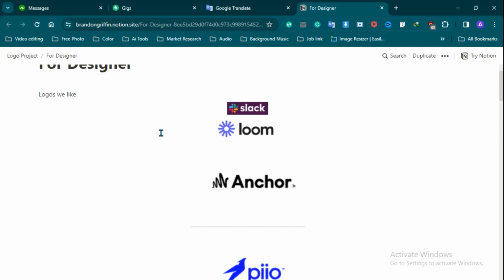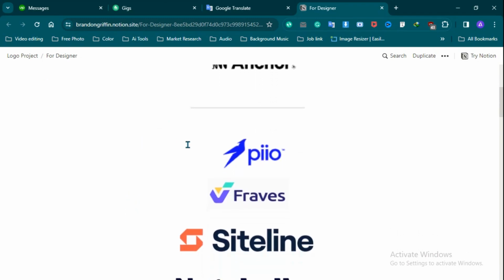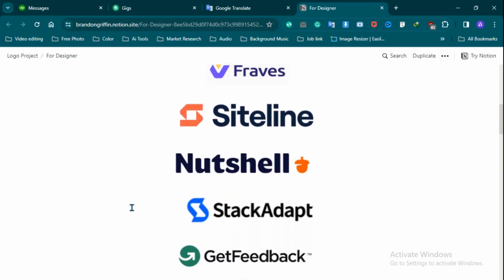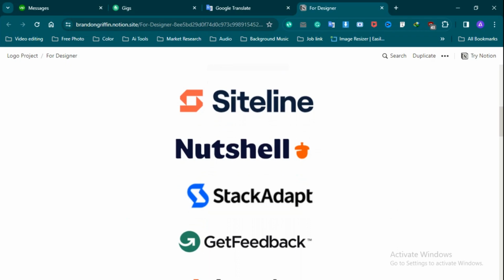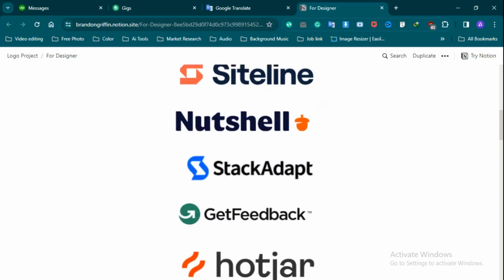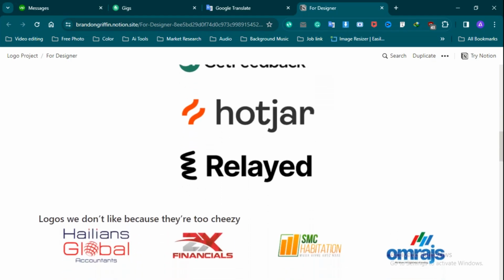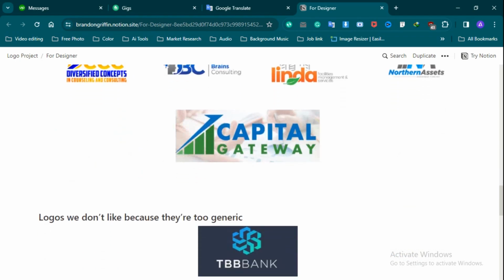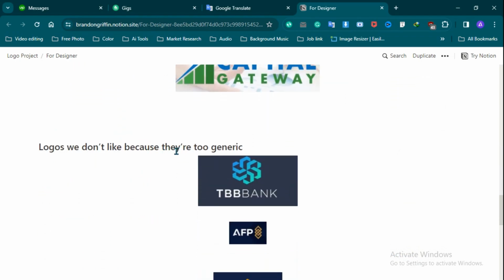Here you can see they like simple, clean, elegant, modern and minimalist brand mark icon with the brand name. They don't like overly complex types of logos. They don't like generic logos.